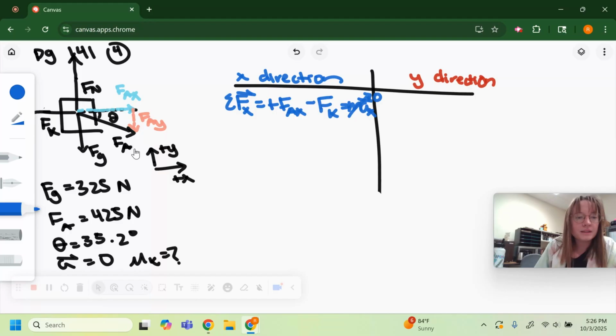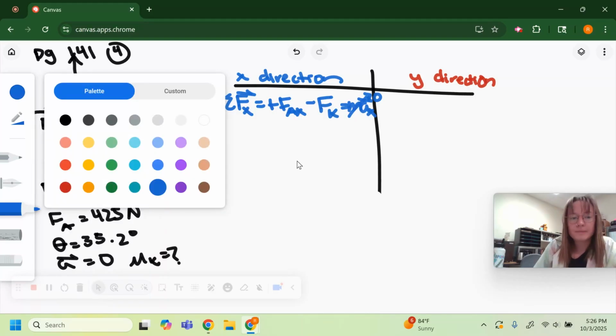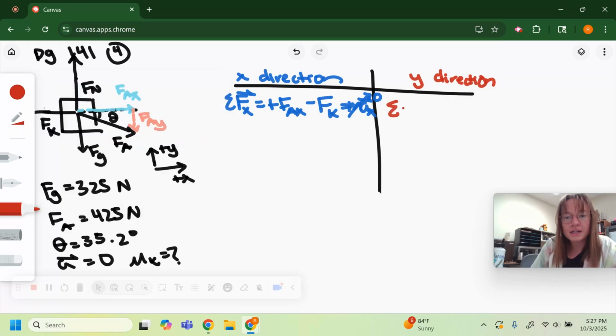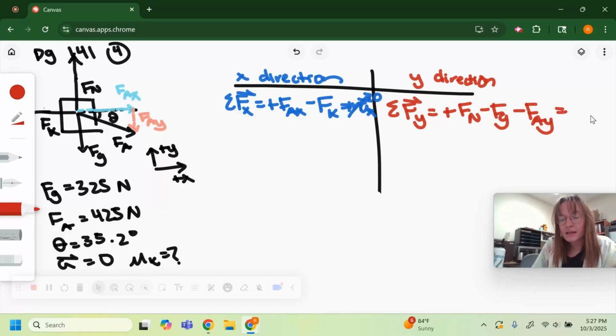Now in the y direction, we got it. In the y direction, I would say that the net force in the y direction is equal to, check it out, I have positive Fn, negative Fg, and also negative Fay, because Fay, the y part of A, is going down. And that equals the mass times the acceleration in the y direction.